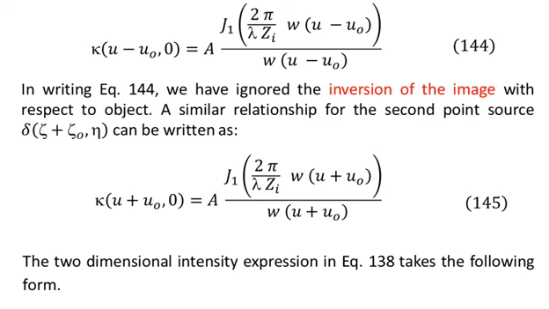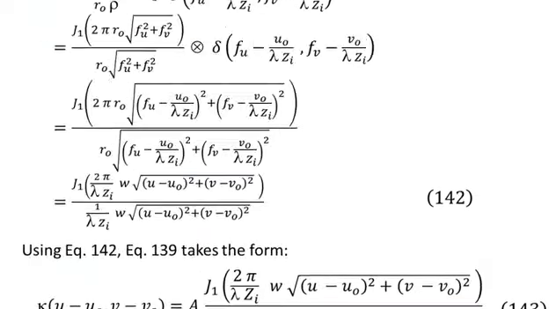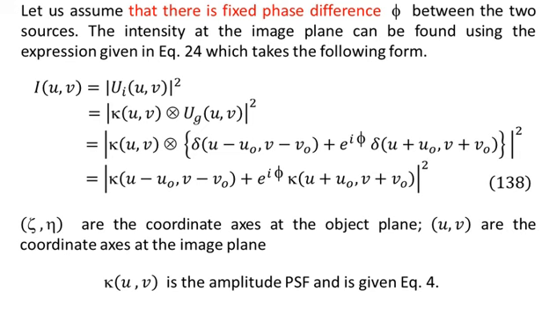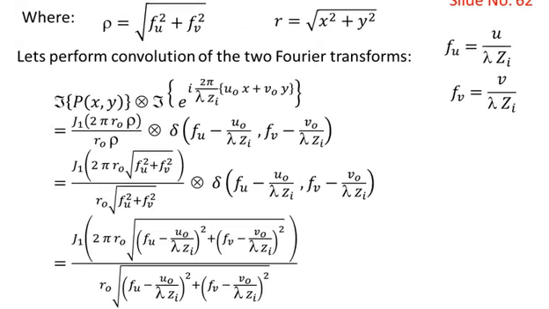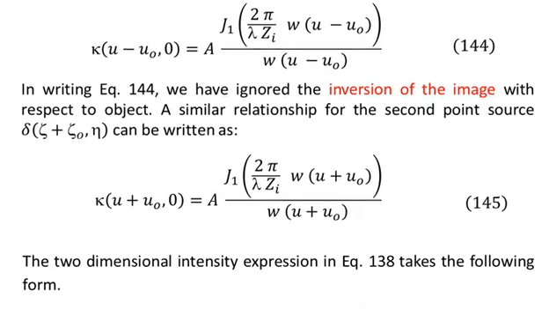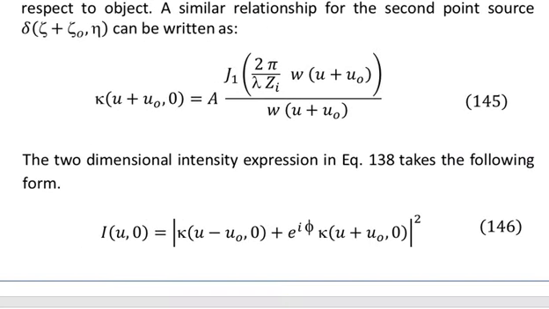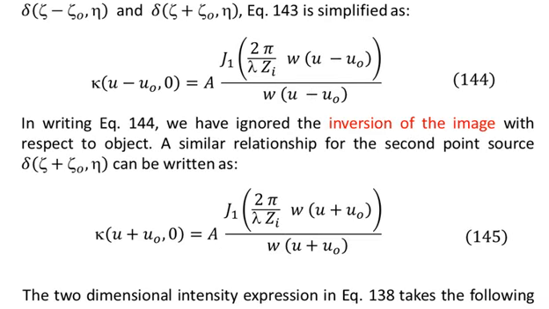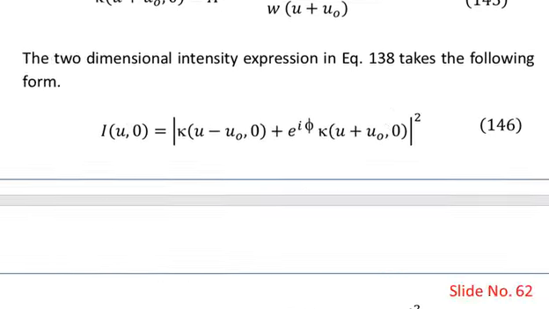The two-dimensional intensity expression in equation number 133 takes the following form. So you see that now we are going to plug in the values of the two kappas we have calculated in equation number 138, because we are using the 2 point sources which are located on the zeta axis in the object plane. So this is the general form of the kappa from equation number 138. Now we are substituting the values of these kappa which we have calculated in equation number 144 and 145.